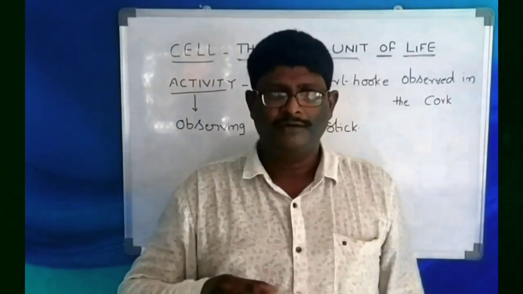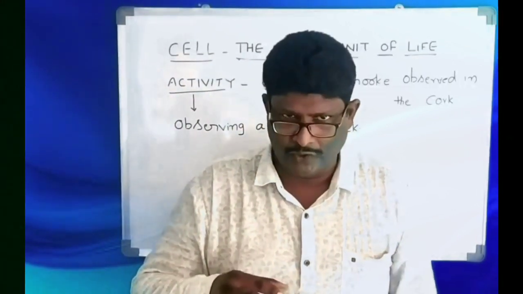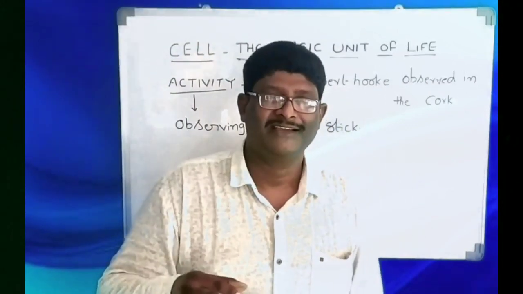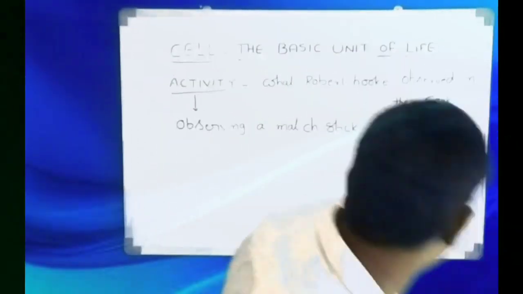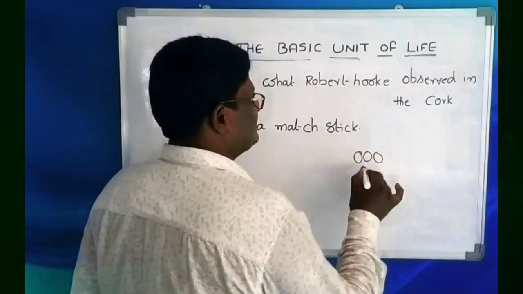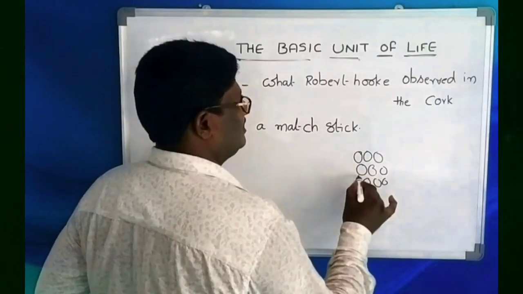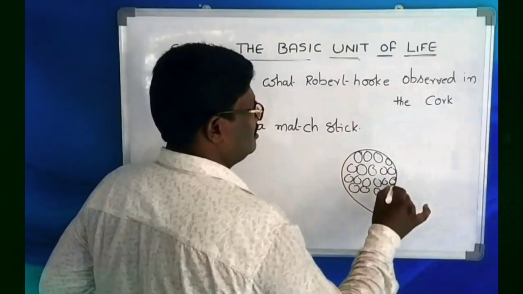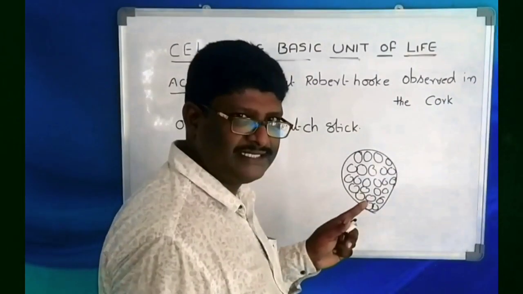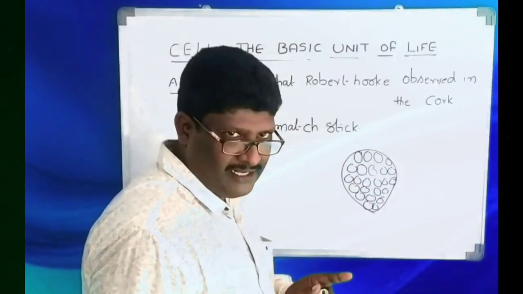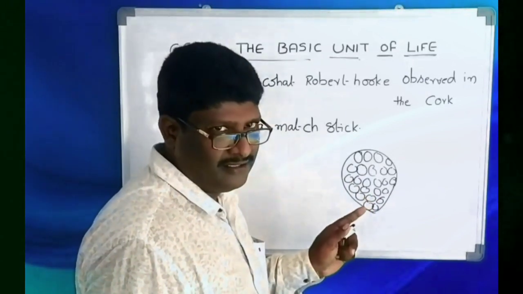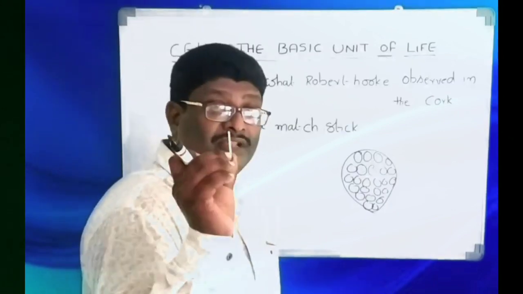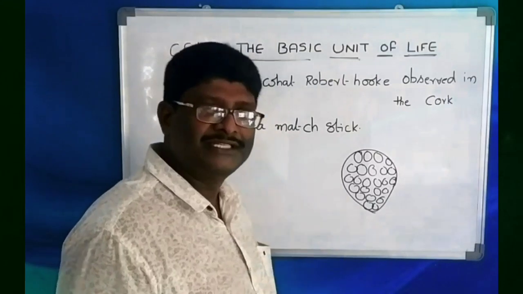Now I am seeing. Do you know? When I see this slide with the help of the microscope, we will see the same structure which Robert Hooke found. What did he find? He found so many empty spaces, just like a honeycomb structure. Robert Hooke also saw this with the help of tree bark, cork. He also found the same honeycomb structure. So now, when we are seeing the matchstick, we will also find the same structure.